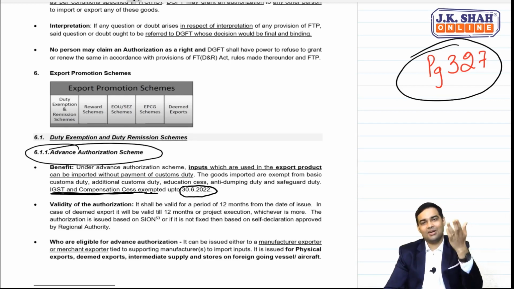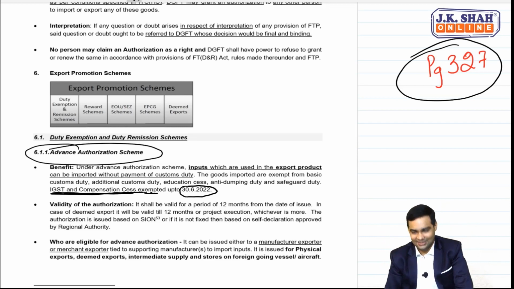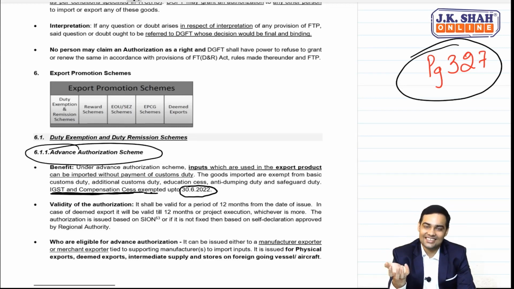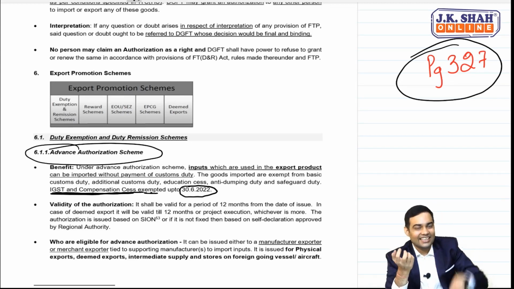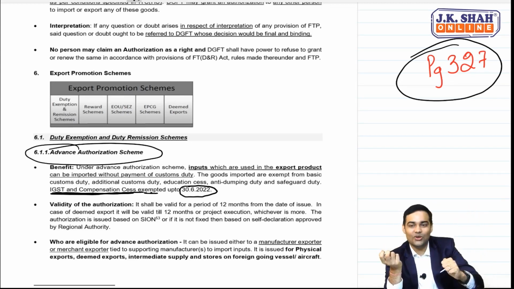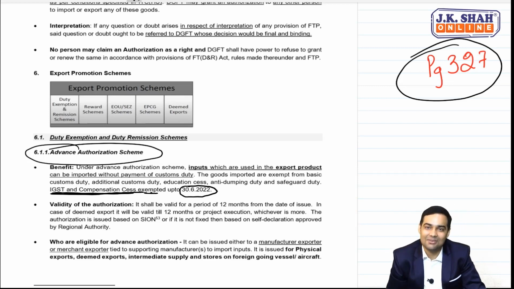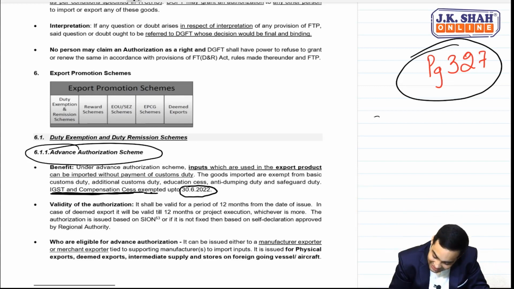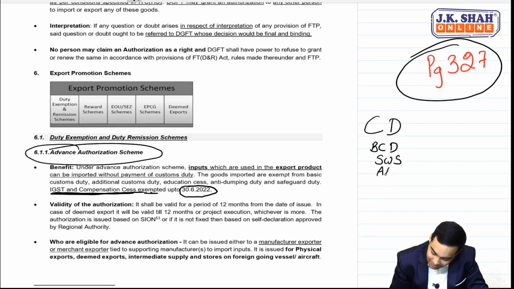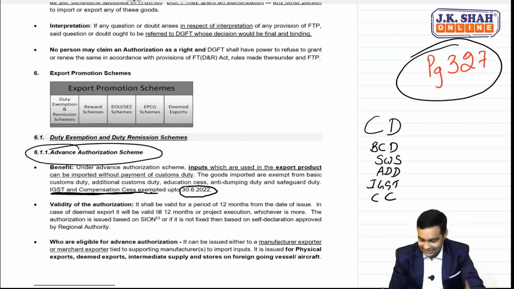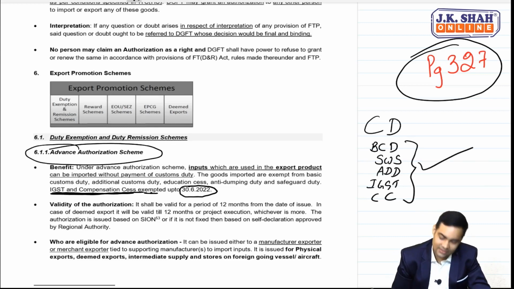Sir, we don't remember advance authorization. You are talking about exemption. I'll give you a background. Advance authorization is a scheme where you can import inputs without payment of custom duty. And do you agree that custom duty includes basic custom duty, social welfare surcharge, anti-dumping duty, IGST, compensation cess? Now, the exemption was for all this.